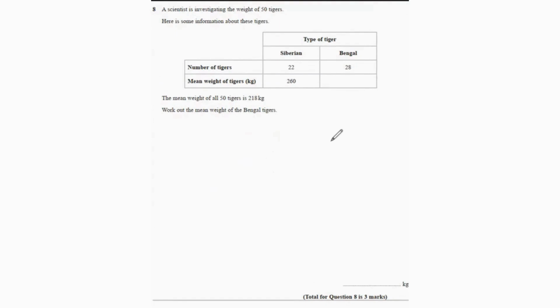So what we're going to do in this question is first find the sum of weights for the Siberian tigers and the sum of weights for all of the tigers, both the Bengal and the Siberians. So for Siberian, it's going to be 22 times 260. You multiply the number of tigers by the mean weight, and that gives us 5,720 kg.